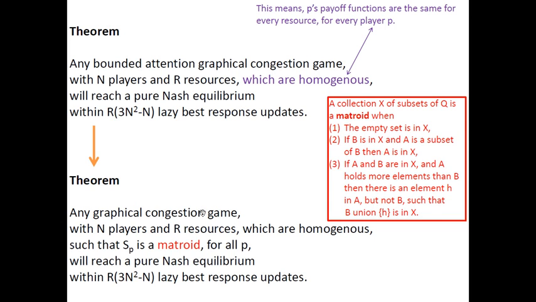So matroids take a while to get used to if you haven't seen them before, but they're very important combinatorial objects. And this theorem here is really a special case of this theorem here, because in this theorem here, the collection of available resource sets of each player is just equal to the set of all subsets holding less than or equal to a certain number of elements. And a collection of subsets like that is a matroid. So this theorem here is really a special case of this theorem here.